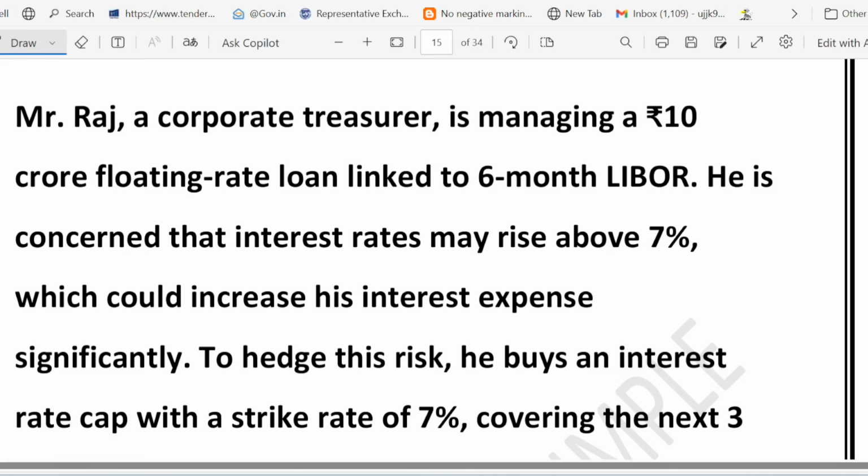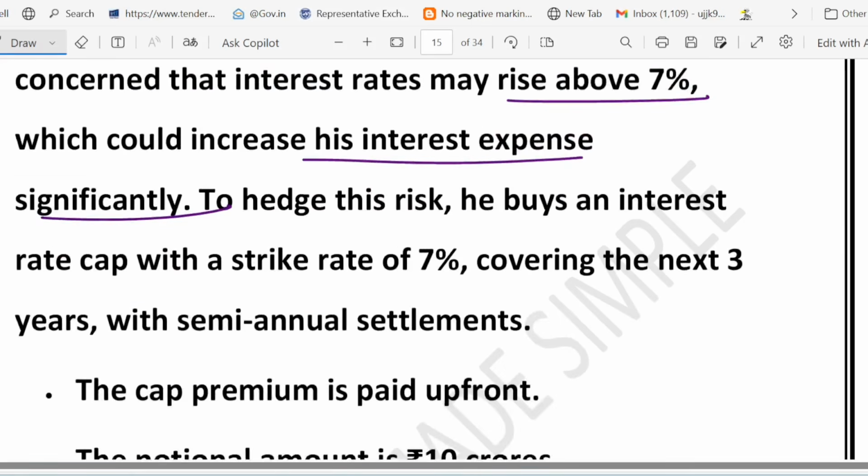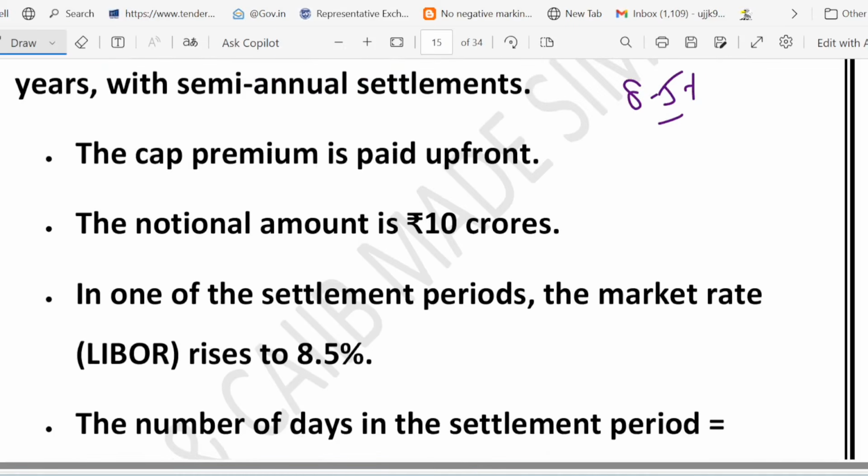Now friends, have a look at the next question. The next question that we have is related to Mr. Raj. Mr. Raj is a corporate treasurer. He is managing a 10 crore floating rate loan, which is linked to 6-month LIBOR. He is concerned that interest rates may rise above 7%, which could increase his interest expense significantly. So he feared that interest rates may rise above 7%. So what he did, he bought an interest rate cap with a strike rate of 7%. In one of the settlement periods, LIBOR was set at 8.5%.